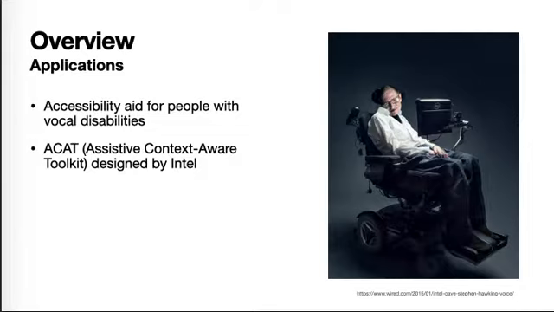Speech synthesizers can be used as accessibility aids to read out text for the visually impaired or to generate speech for the vocally impaired. For example, the technology is used in the Assistive Context-Aware Toolkit, or ACAT in short, designed by Intel Labs for people with neurological disorders. The system is used by the astrophysicist Stephen Hawking, who lost his voice due to ALS disease. ACAT allows him to speak by typing, and the speech synthesizer speaks out the words.